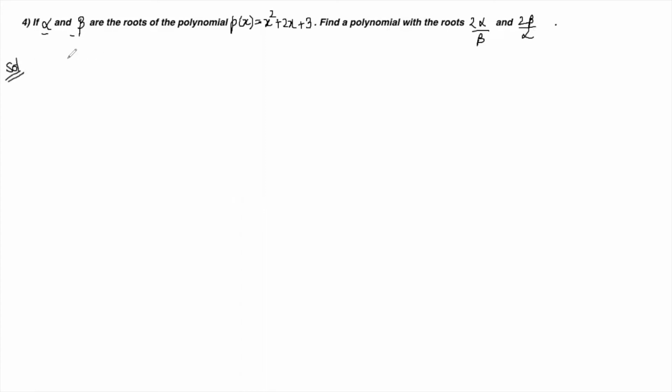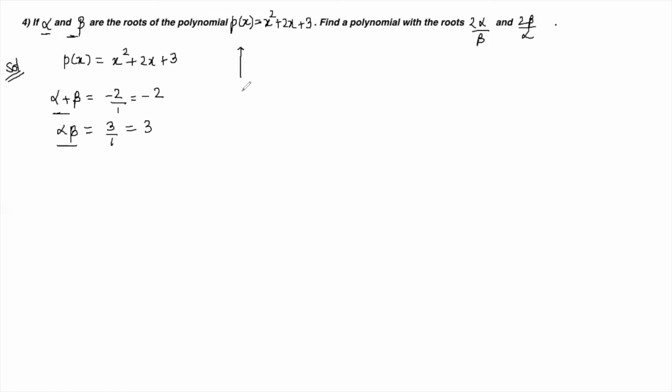So let us start. Now the given polynomial is p(x) is equal to x square plus 2x plus 3, right? And the roots are given as alpha and beta. So we can find the value of alpha plus beta, that is equal to what? Minus 2 upon 1, that is equal to minus 2. And alpha beta, that is the product of the roots, that is equal to c upon a. Here it would be 3 upon 1, that is equal to 3. Fine. So now we have the values of alpha plus beta and alpha beta, right?